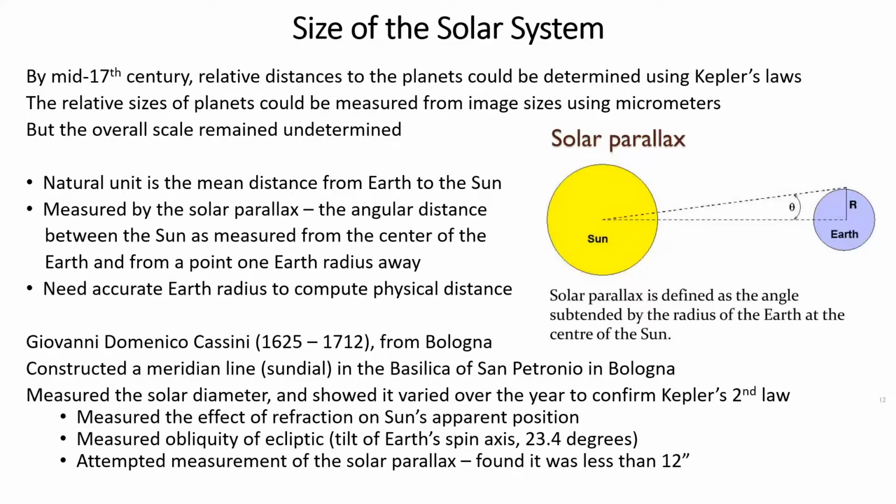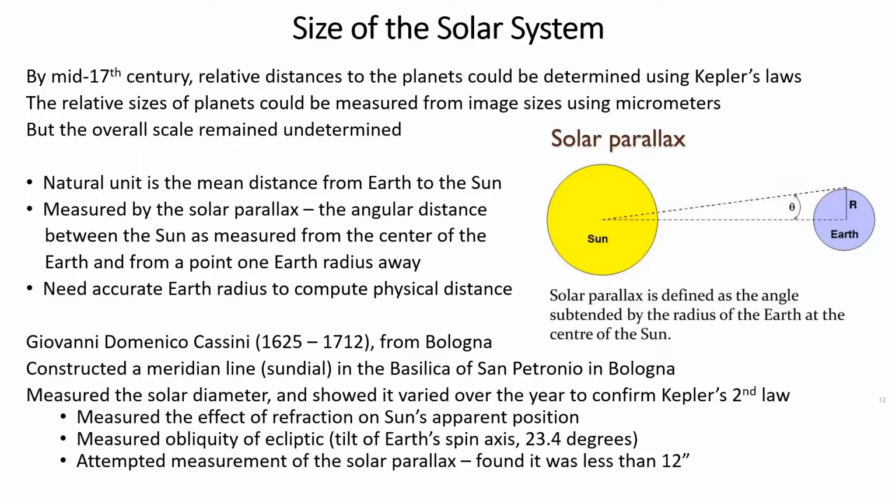By this time, the relative distances to the planets could be determined using Kepler's laws, and the relative sizes of planets could be measured using image sizes with the micrometer technique added to a telescope, but the overall scale remained undetermined. In other words, we needed to measure one absolute or actual size of a planet and one distance from a planet to the Sun to get all the other distances and sizes using Kepler's laws and simple geometry. So the overall scale of the solar system was simply unknown, a long time after the invention of the telescope.